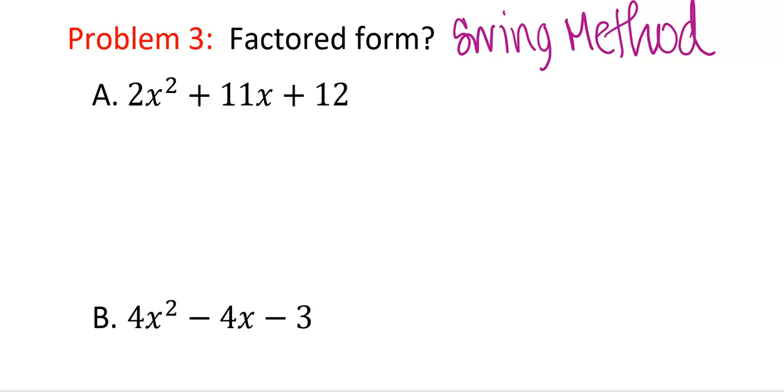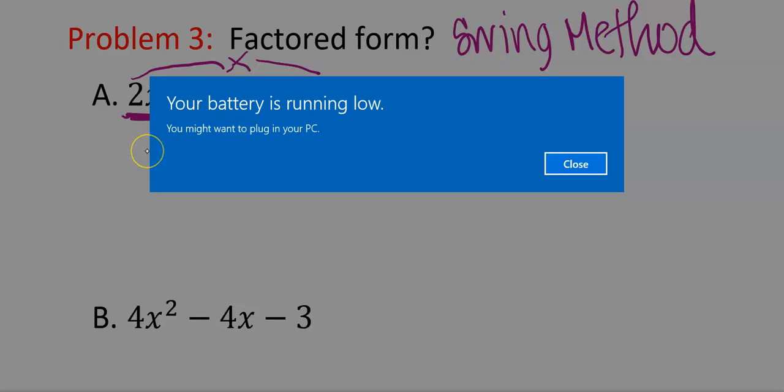You're going to use this method anytime the number ahead of the x squared term is not a 1. We already know how to do the ones. Now what do we do when they aren't a 1? What you're going to do is multiply these two and change it so that you're going to factor a new expression.